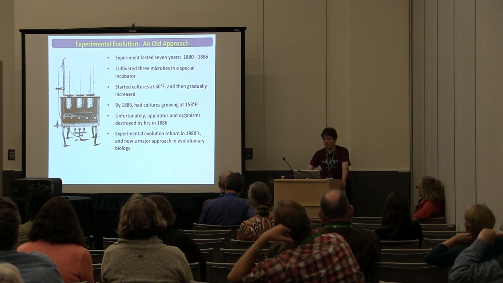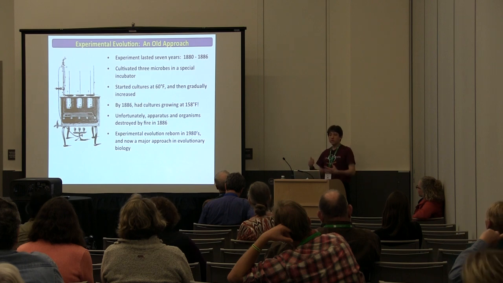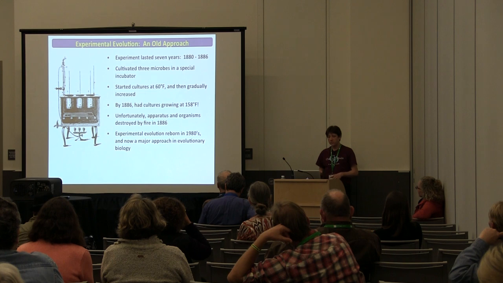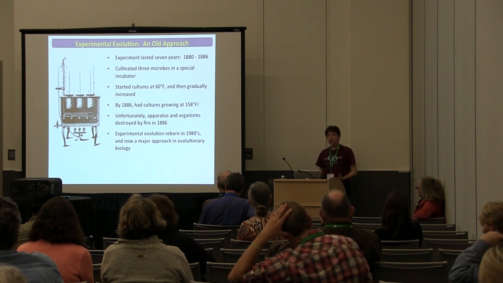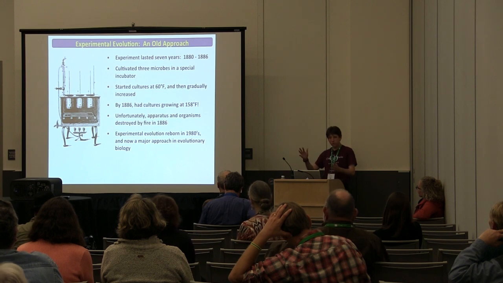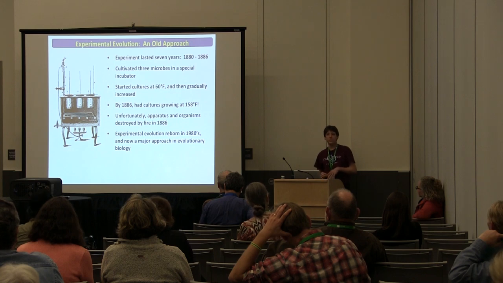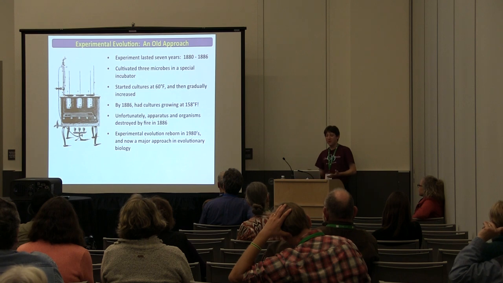And in this experiment, Dallinger cultivated 3 microbes in a special incubator that he designed and built himself. And he started the cultures growing at 60 degrees Fahrenheit, and slowly over the years gradually increased the temperature until by the end, shortly before the apparatus terminated the experiment early by burning, he had the cultures growing at 158 degrees Fahrenheit.